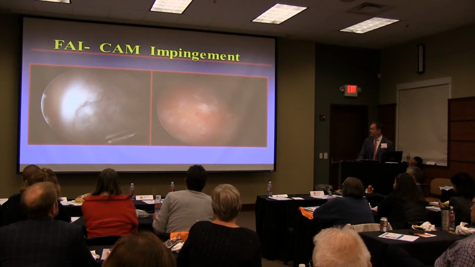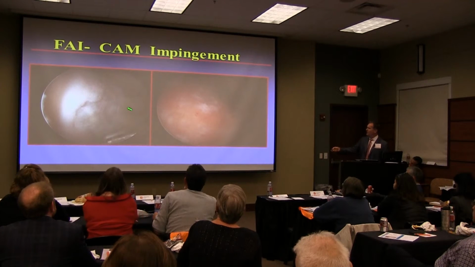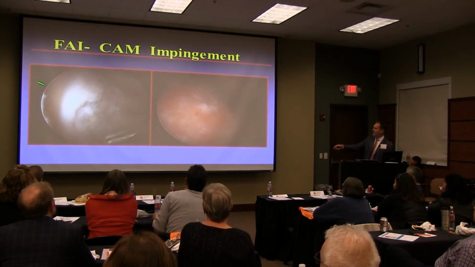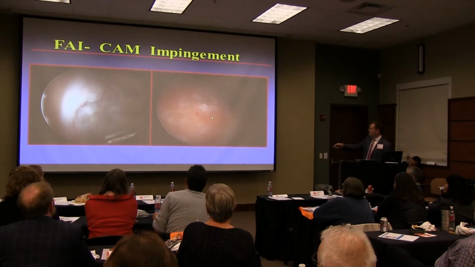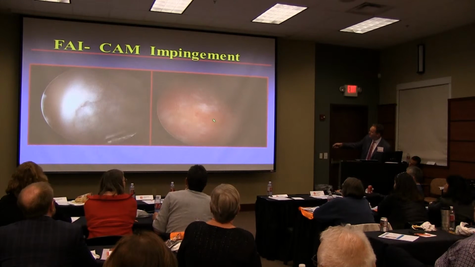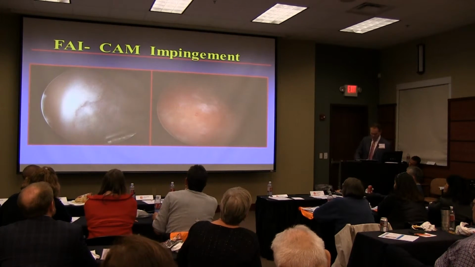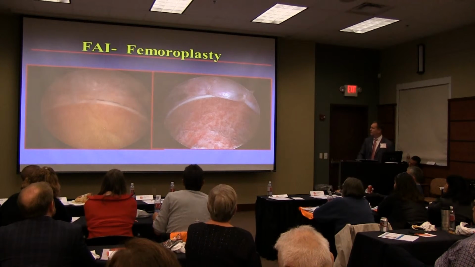So here is a picture of that person's cam. This is where they've been rubbing here. So this is right at the head-neck junction. The head is here, the neck comes down this way. We take this off, and you see this bony ridge here. It doesn't show as well here, but there's a bony ridge of cam right through here, and we want to take that cam off like this.